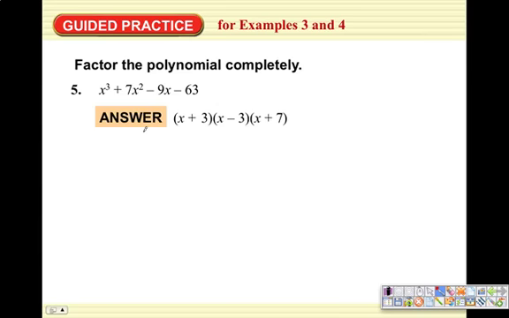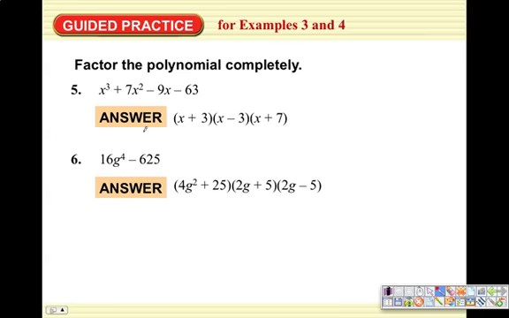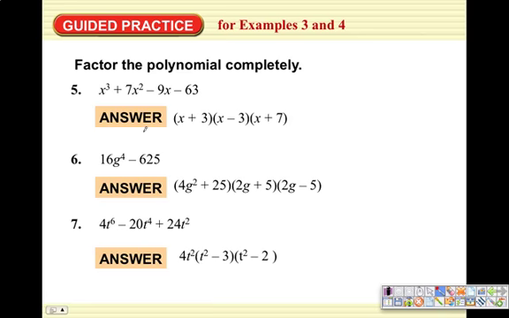Okay, here's your answer for that. Alright, next one. Factor this one, pause the video. There's your answer for that. Next one. Factor this one, pause video. And here's your answer for that one.